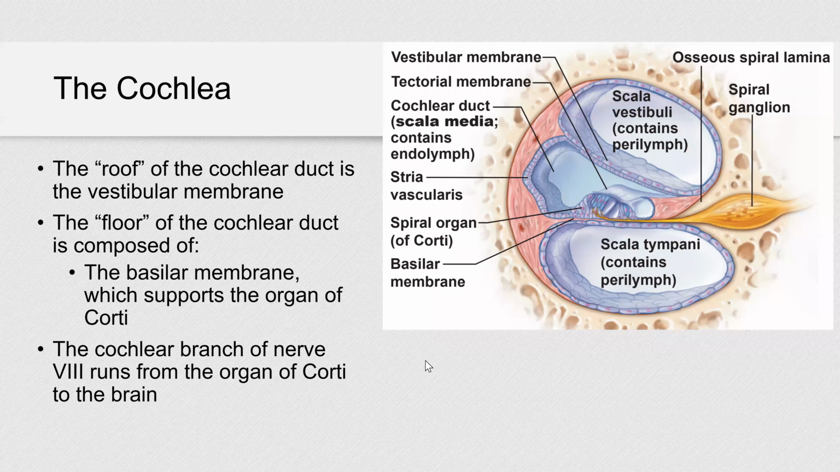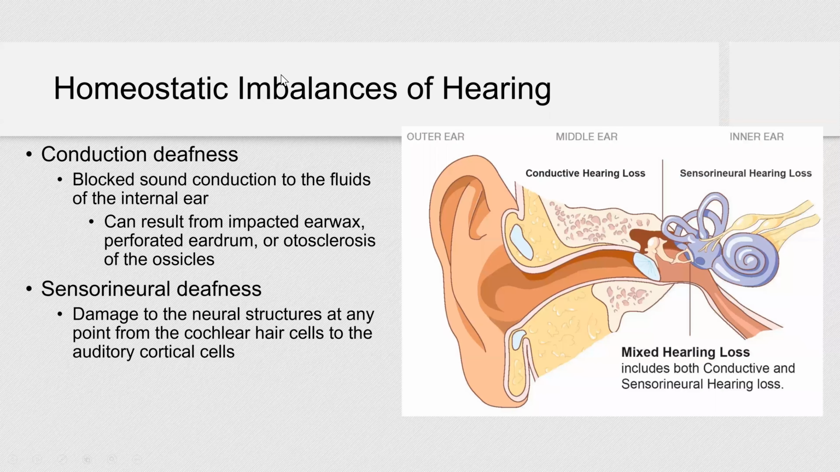Okay, so let's see what is next. Homeostatic imbalances of hearing. Now remember, for hearing, you need all 3 parts of the ear. You need the outer ear, middle ear, and inner ear, and your sensory structures are located only in the inner ear. So if a patient has a problem with the outer or middle ear, then we call it conduction deafness, when we have blocked sound conduction to the fluids of the internal ear. So in the internal ear, remember, we have perilymph and endolymph.